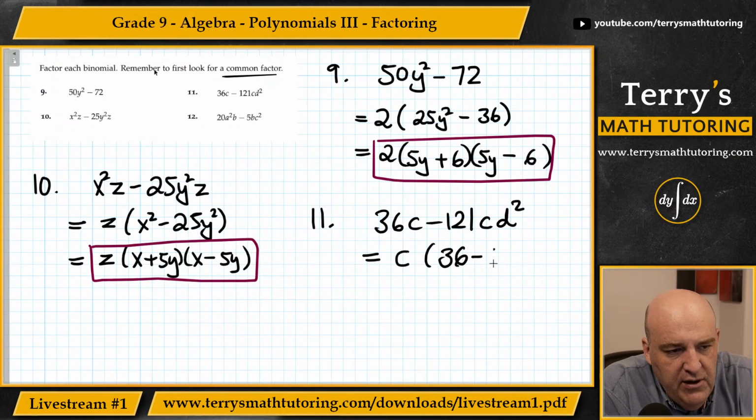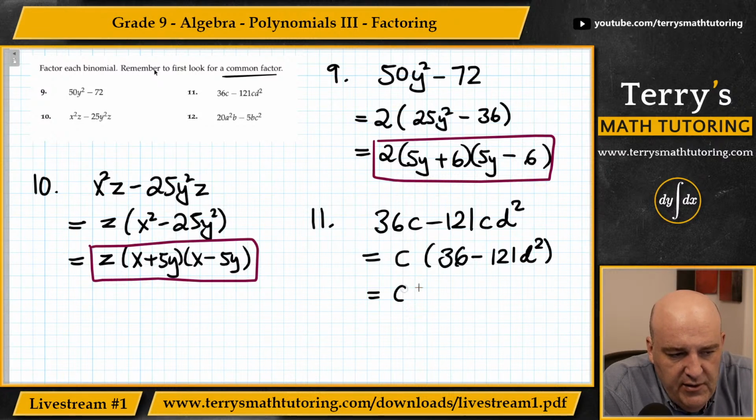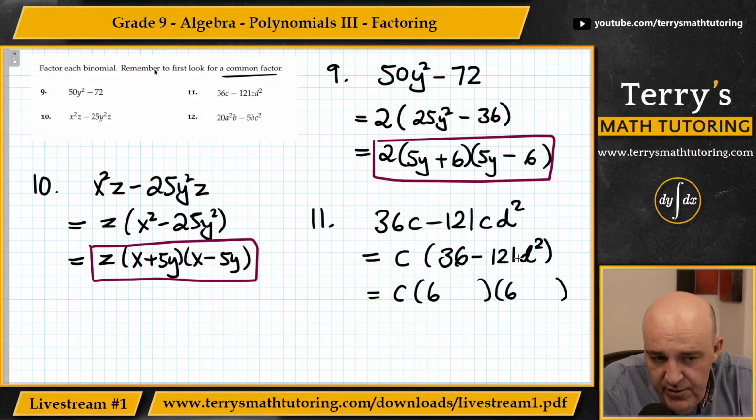And so we get this. And this is a difference of squares now. It didn't look like it here, but now that we pulled out the c, now we can factor it. The square root of that is 6. The square root of that is 11d. And then a plus and a minus.